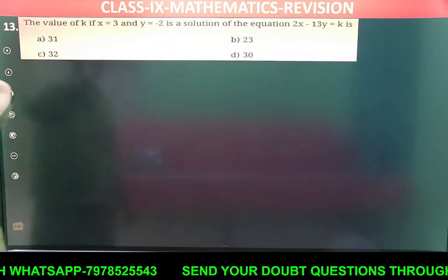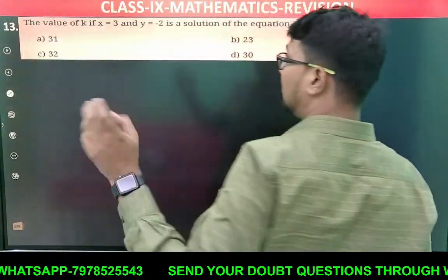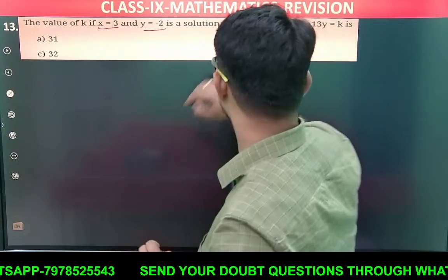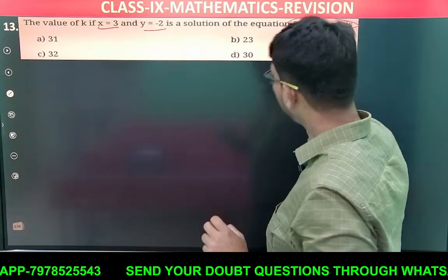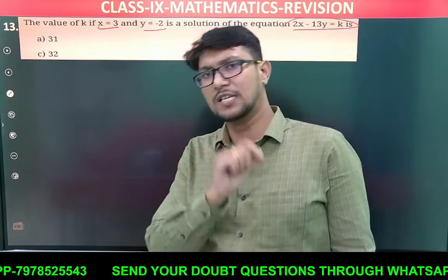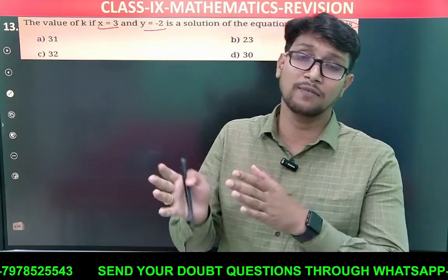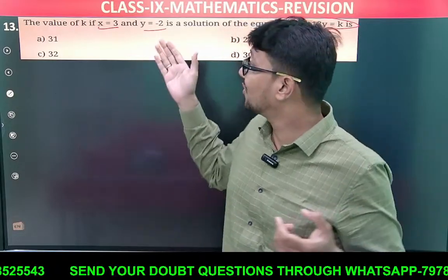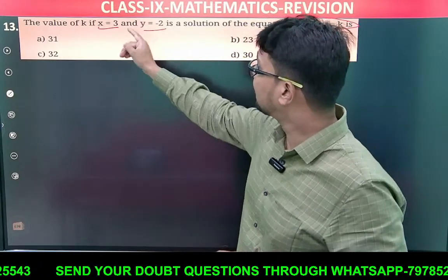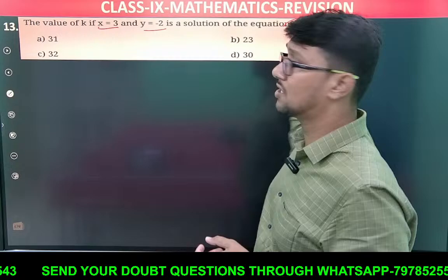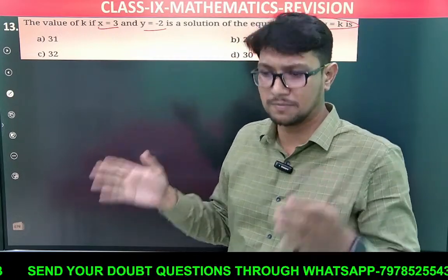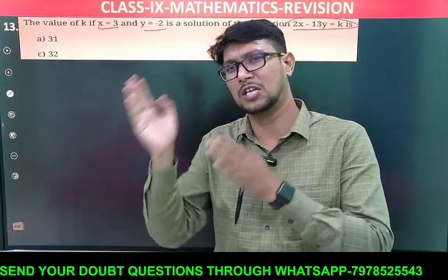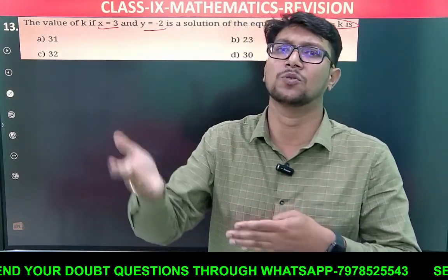Next question. Find the value of k if x is 3, y is minus 2 is the solution of this equation. Means, dear student, here an equation is given and x, y values are given, but there is an unknown. Which one is the unknown? The unknown is k. So the question is asking, if 3 and minus 2 is the solution of this equation, then find the value of k. So just now I told you, if this is the solution, it definitely satisfies the equation.